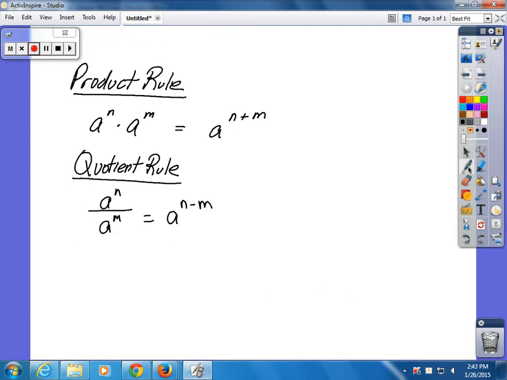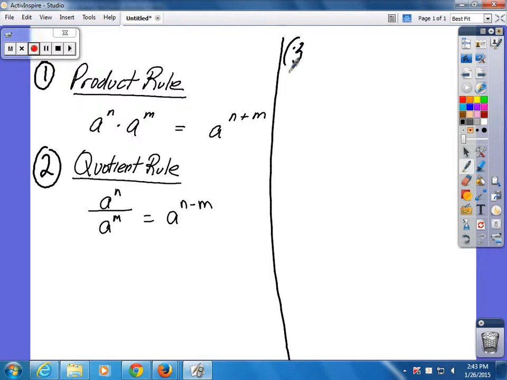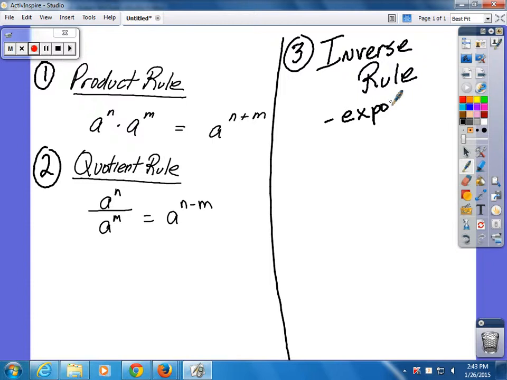Now, what about number 3 and number 4? Let's just number these. Number 3 is called the inverse rule. And the inverse rule is basically for negative what? Exponents. Negative exponents are something that you don't like. If you leave a problem in terms of a negative exponent, some instructors will mark it wrong.